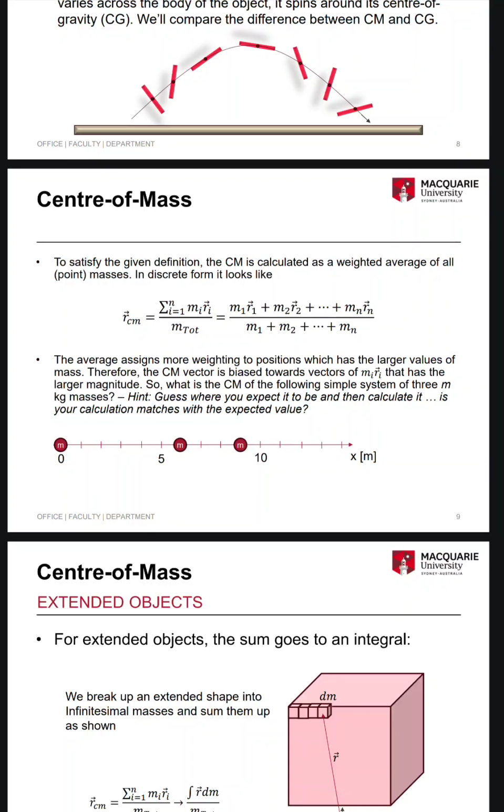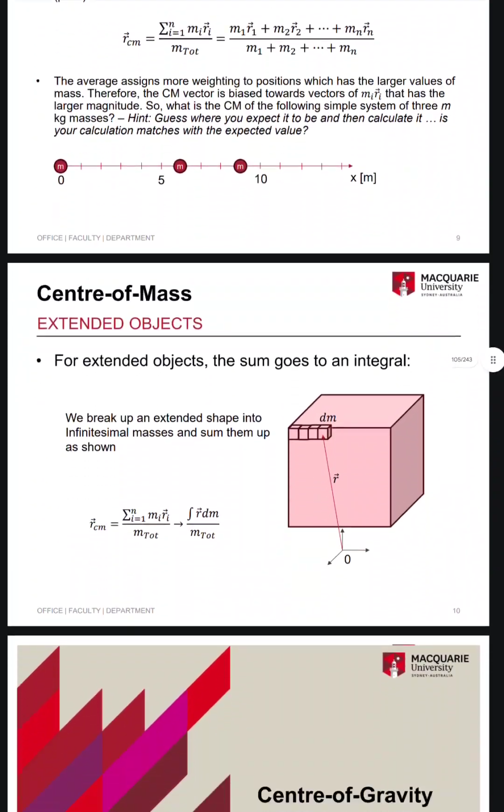So what is the Cm of the following simple system of 3 masses of m kilogram? Hint: guess where you expect it to be and then calculate it. Does your calculation match the expected value?